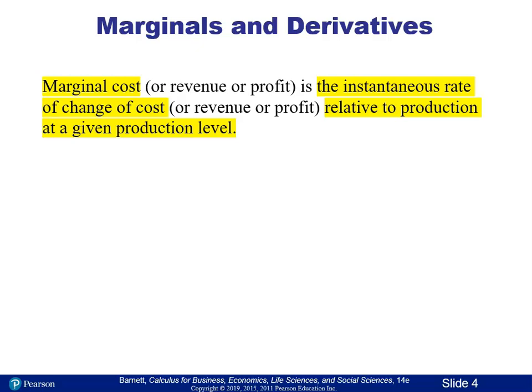Okay, so we've already said marginal cost is the instantaneous rate of change of cost relative to production at a given production level. So we have to have a specific point in time to be able to get that instantaneous rate of change. When I say point in time, I'm usually referring to the number of units being produced, like 100 units or 500 units.